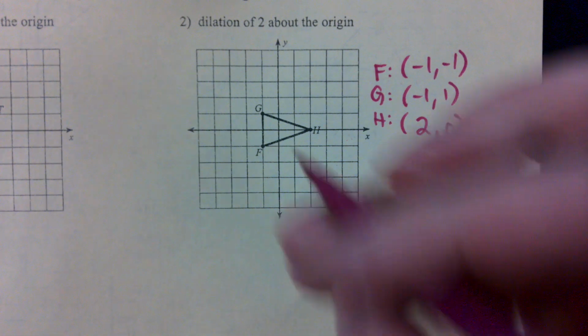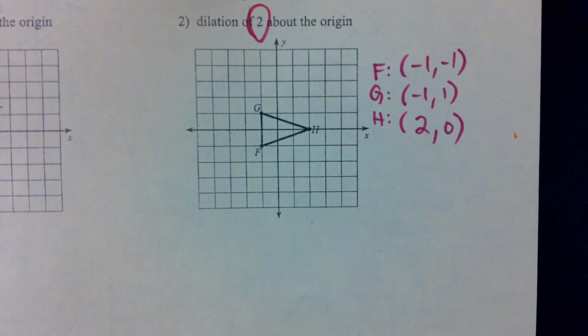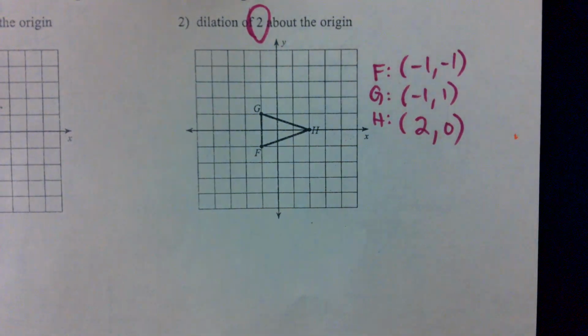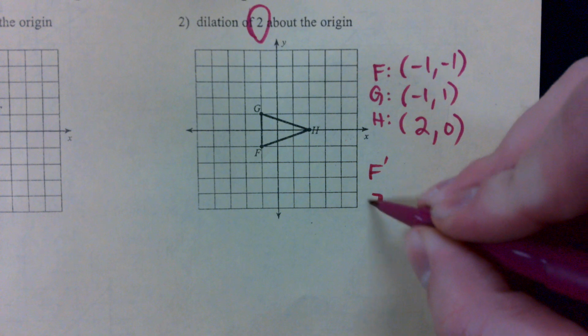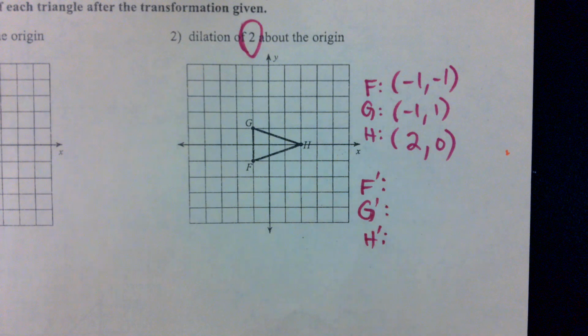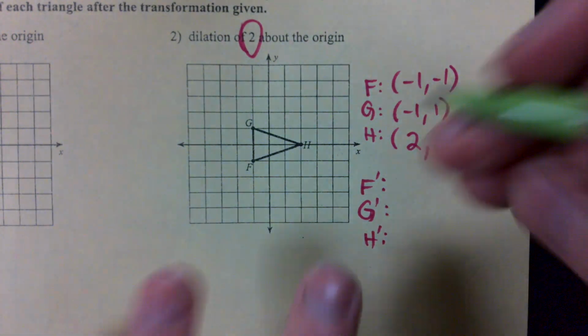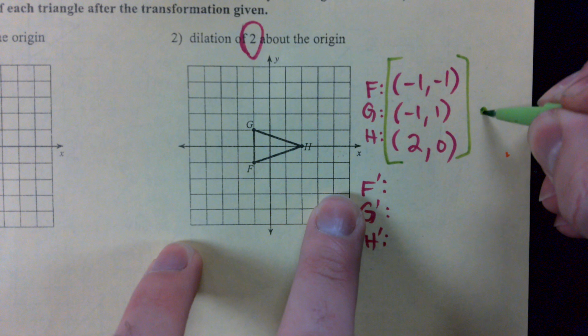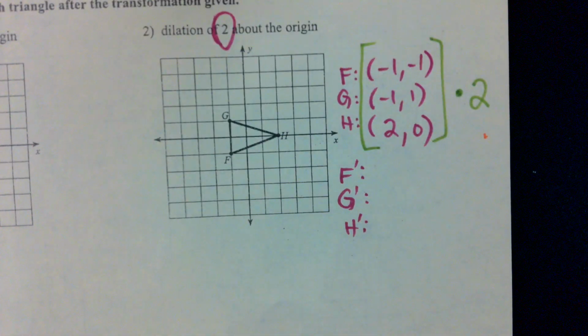Right? So if we're dilating by a scale factor of 2, what are we going to do with that 2? We're going to multiply, right? What numbers are we going to multiply by 2? All of them, exactly. F prime, G prime, H prime. All we do is take all 6 of these numbers, and we multiply them all by 2. We're making our triangle twice as large. So we should see an inflated triangle once we graph this.